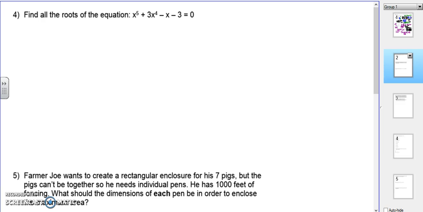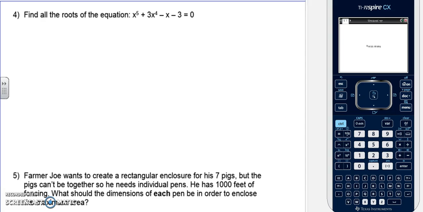Okay, let's look at question number 4. Find the roots. Guess what? I'm pulling up my calculator. You know why? Because in order to find what a root is, the roots are where it touches the x-axis. So I have to graph it to see where it touches the x-axis first before I can do synthetic division. Otherwise, I'm just basically going to list all the roots and guess and check, and that's annoying.